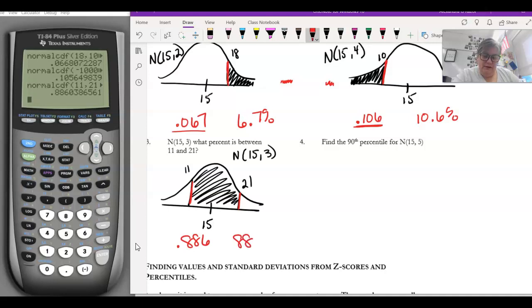So again, you can leave it as a decimal or write it as a percent, but this essentially says that 88.6% of results are in between 11 and 21. That's what that's saying.